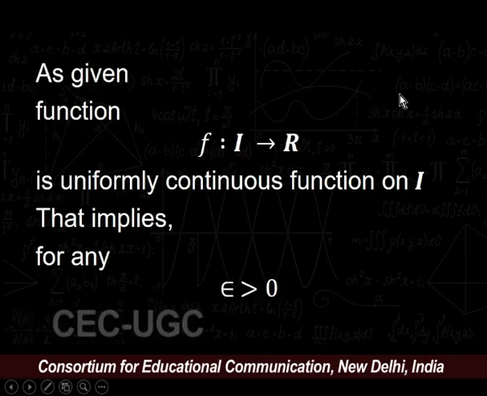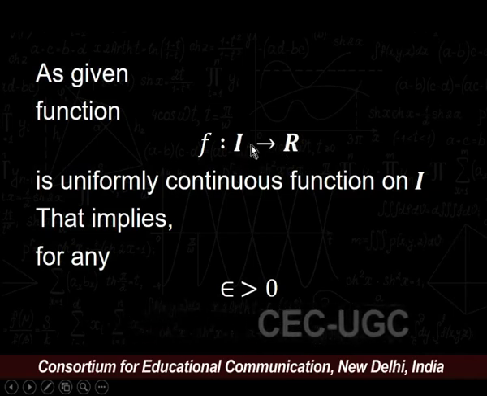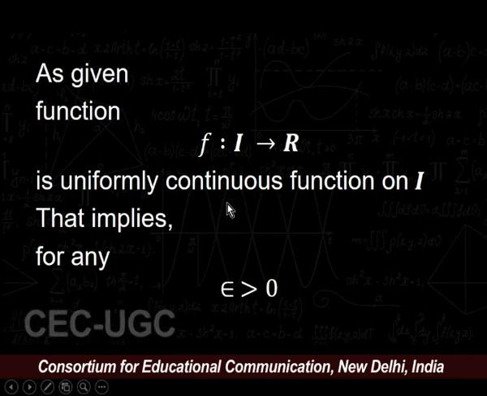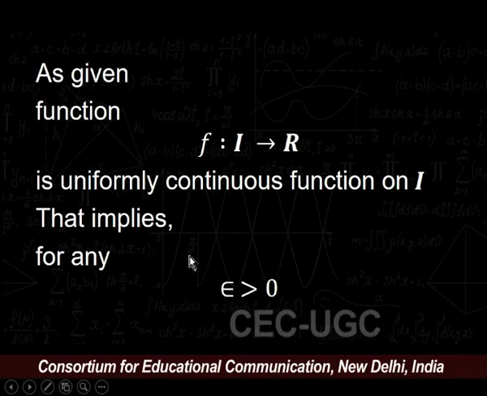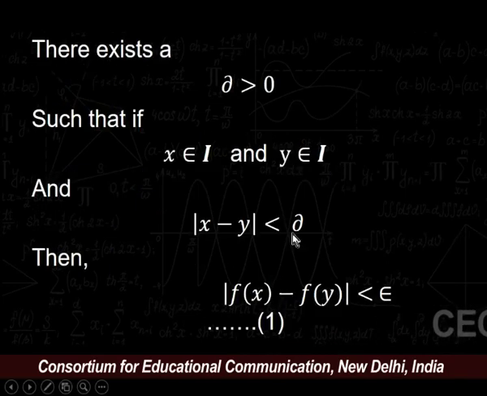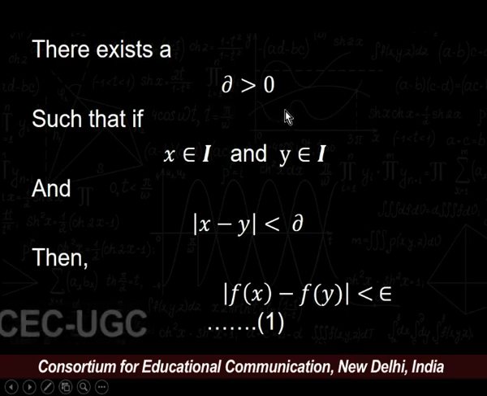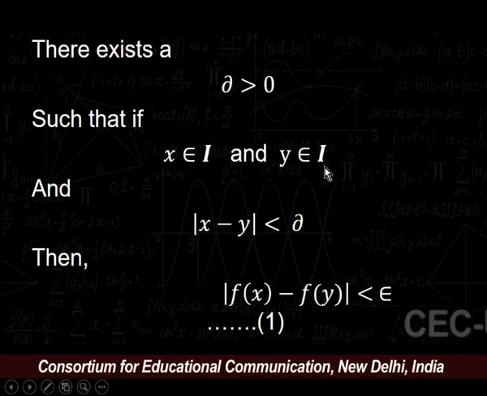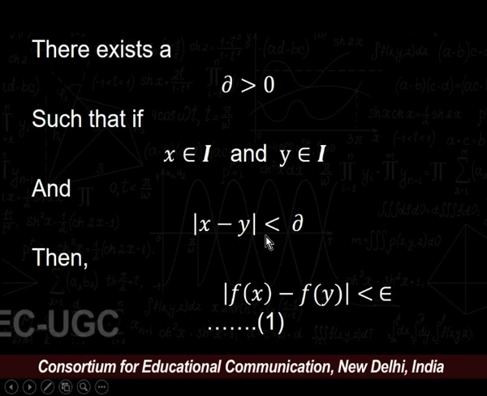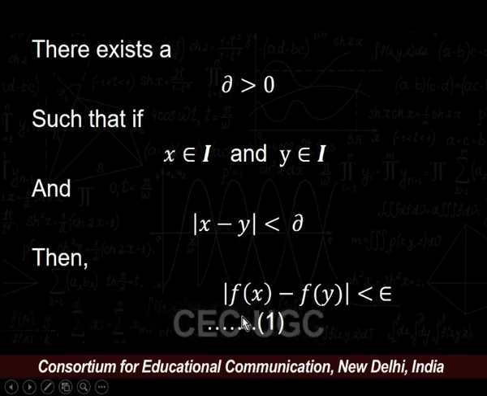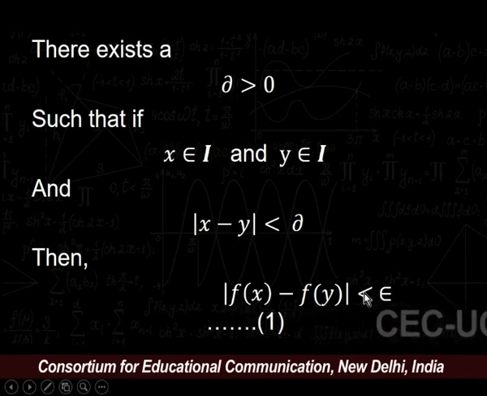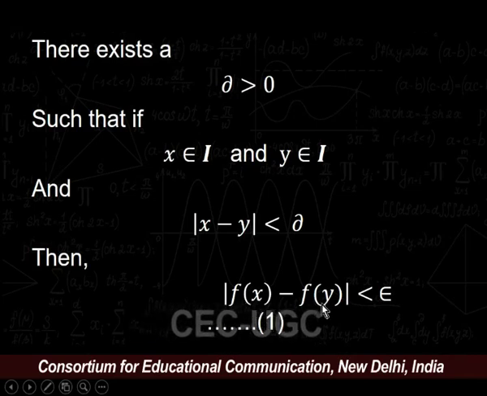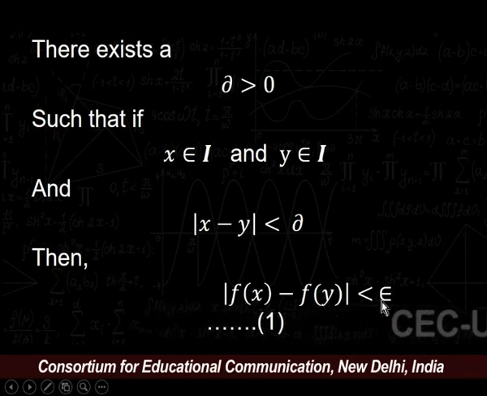Now, as given, the function defined from set I to R is uniformly continuous on the set I. That implies, by the definition of a uniformly continuous function, for any epsilon greater than 0, there exists a delta greater than 0 such that for any two elements x belongs to I and y belongs to I, satisfying modulus of x minus y is less than delta, that implies modulus of f(x) minus f(y) is less than epsilon. Say this is our equation number 1. Equation number 1 says that modulus of f(x) minus f(y) is strictly less than epsilon.